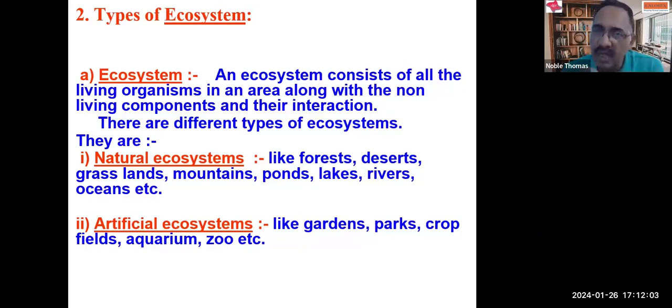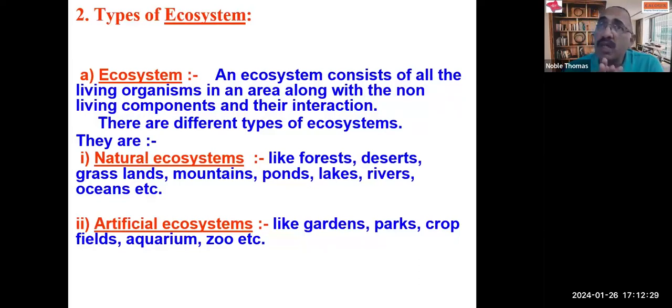The dead leaves which have fallen from the plant, the flowers after blooming, they fall off, and that also should go back to the soil by itself. Because human beings are doing it artificially, we remove one or the other part from that, and that is why none of them are eco-friendly activities. Okay, parks, crop fields, aquarium.